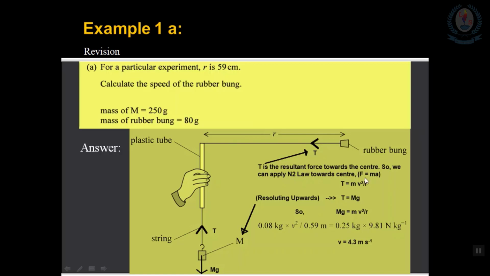We can apply F equals ma. So centripetal force is equal to mv squared over r. But we know that T is equal to Mg, so Mg is equal to mv squared over r. The question already gives us all these values except v. So calculation: v is equal to 4.3 meters per second.